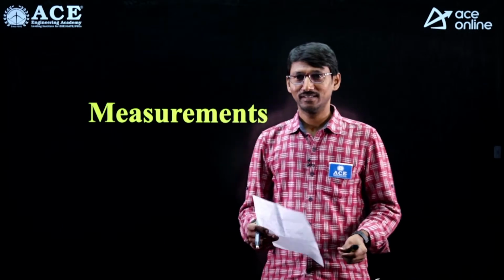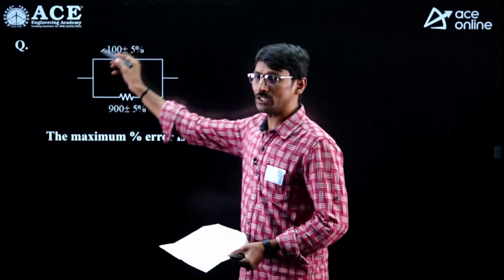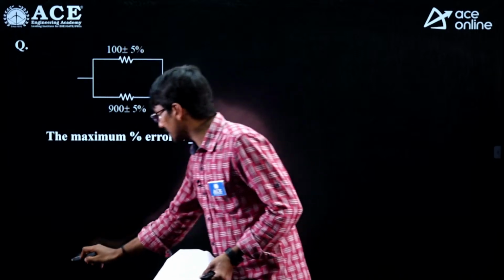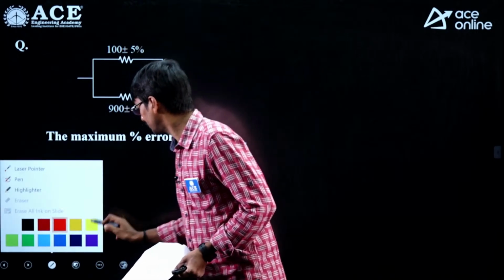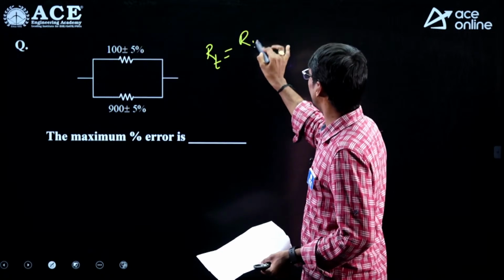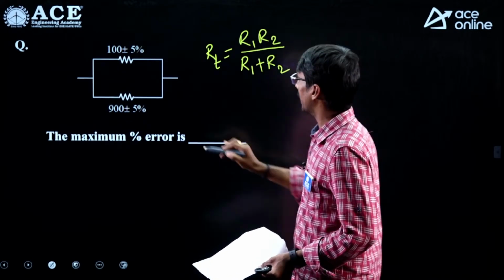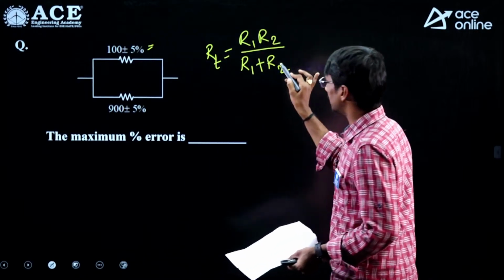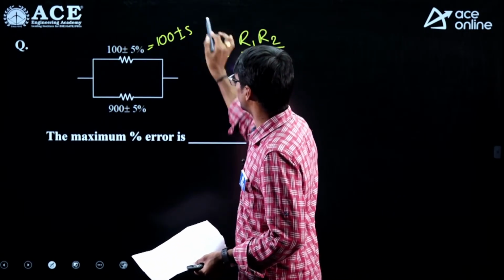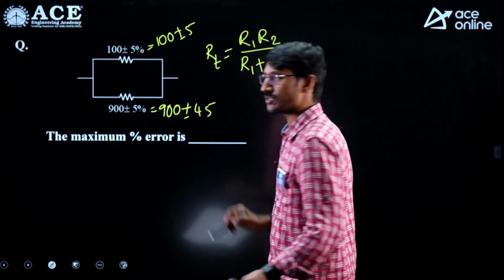Right now the question is from error analysis. Here R total they are asking. R total formula is R1 R2 by R1 plus R2, and addition operation is there, therefore we need to have value in the form of errors: 100 plus or minus 5, and if you convert this, 900 plus or minus 45.